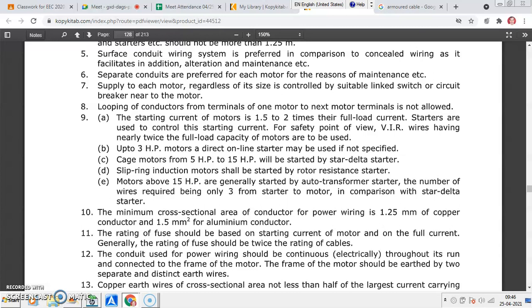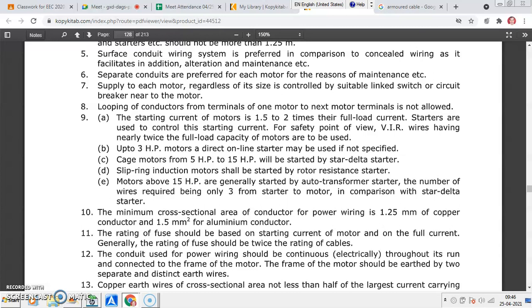The conduit particularly used for power wiring should be continuous electrically throughout its run and connected to the frame of the motor. So the frame of the motor should be earthed by separate and direct earth wires.